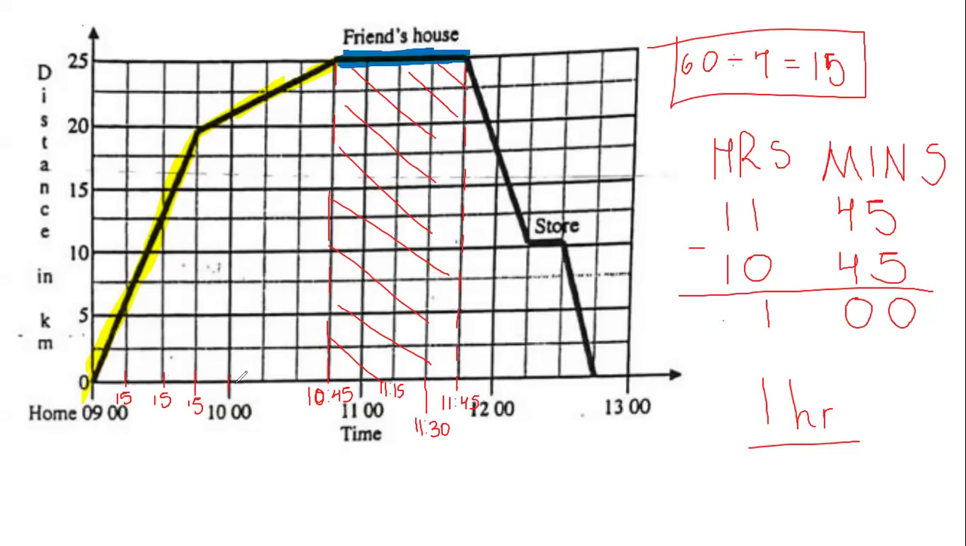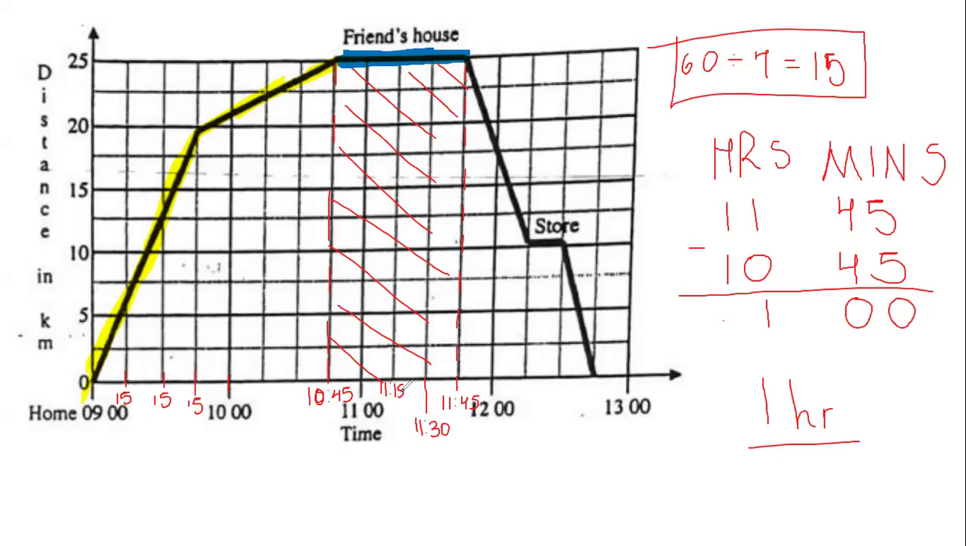Make sense? Yes, sir. Good. So if there are 4 intervals, that means this is 10, this is 10:15, this is 10:30, this is 10:45. So we arrive at his friend's house at what time? 10:45. Does that make sense? Yes, sir. So he arrived at his friend's house at 10:45 and he leaves at what time?